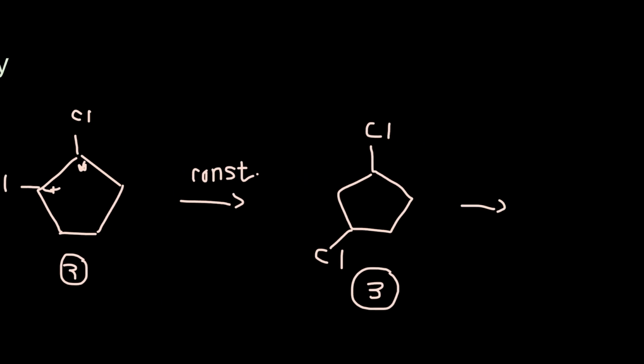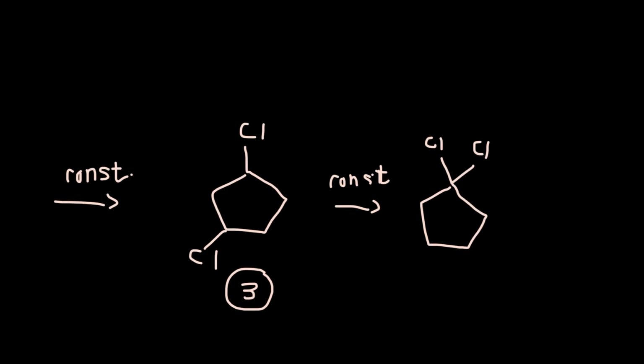And another constitutional isomer could be this, right? But this is not chiral. This has two of the same groups bonded to the carbon. This is achiral.